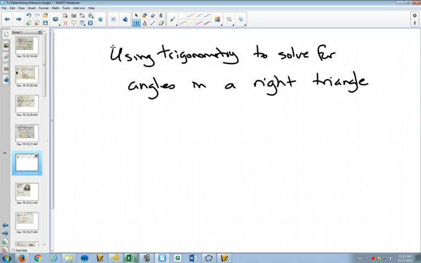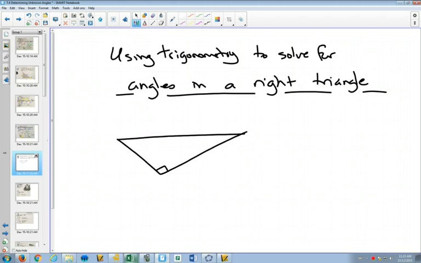So, using trigonometry to solve for angles in a right triangle. If we've got a right triangle, let me draw one here. You'll always know where the 90 degree angle is, and you want to find one of these other angles. Let's say we're trying to solve for this angle, and you know that this side is 10 and this side is 15.